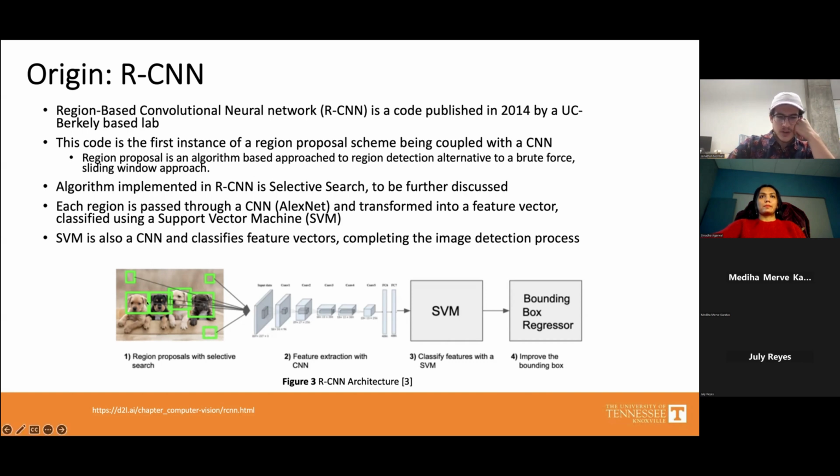So on the bottom here, you have a bit of an architecture of how the whole thing works. You have an image, bounding boxes are selected, features are extracted with the network, they're classified with the SVM, and then a final fourth, somewhat optional step is used called the bounding box regressor. This is what improves the bounding box that isolates your image.